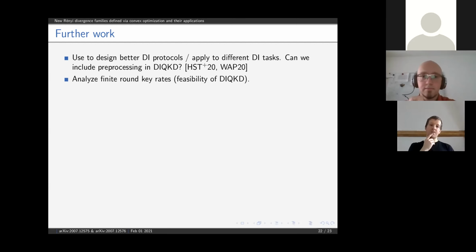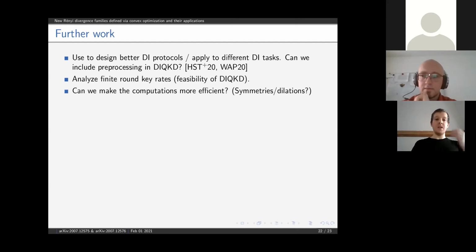Another thing that I didn't mention is that the divergences, or the conditional entropies, that we introduced can also be applied to the entropy accumulation theorem to actually prove security of the corresponding protocols. And so you can get finite round rates on these protocols. It would be nice to actually compute these things and maybe analyze the feasibility of a real DIQKD protocol with current technologies.